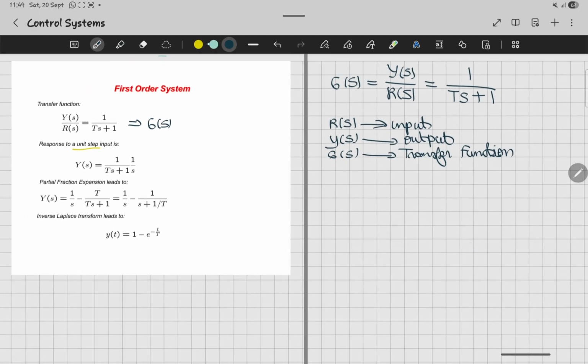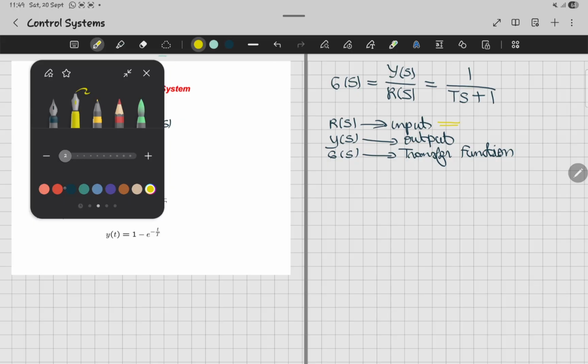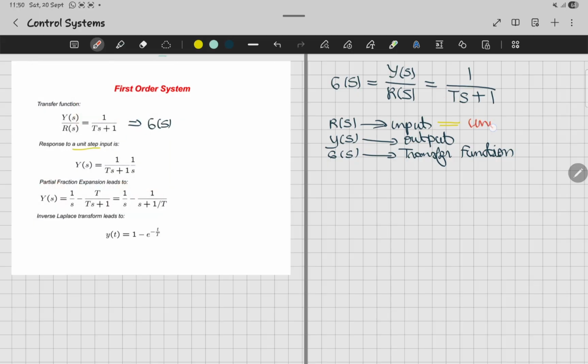Now we know that our input is actually equal to a unit step. So I'm going to use this one. We're going to have a unit step, and the unit step is equal to 1 over s. So meaning in this question we need to solve for the output. So we need to find the output in time domain.